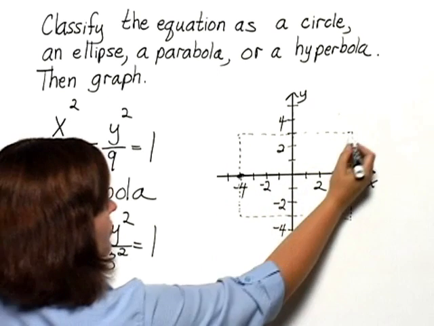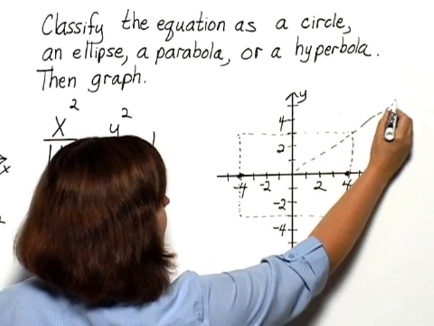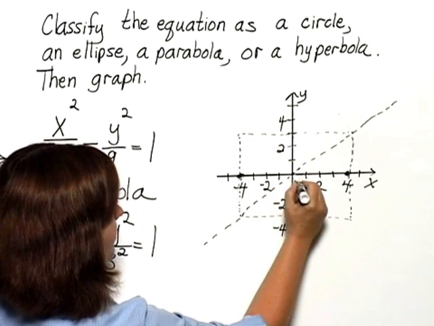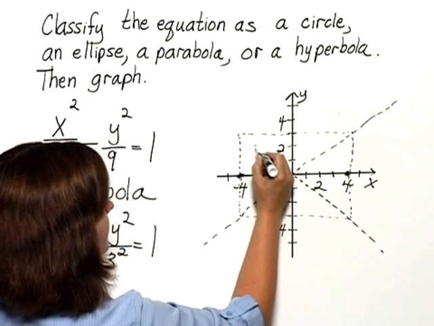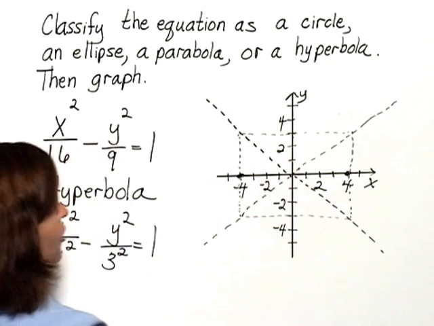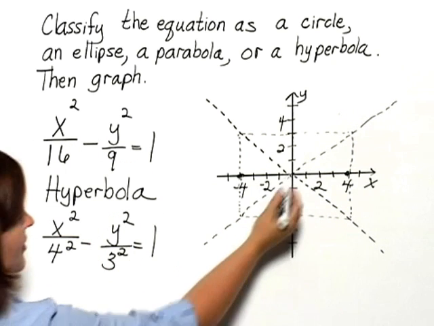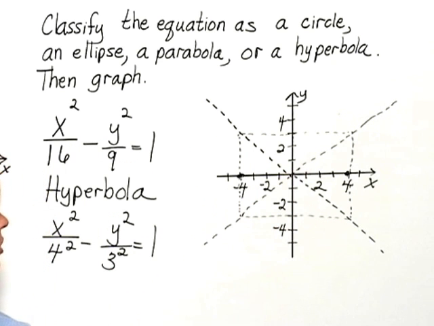And then through the corners of this box, let's draw diagonal lines. And again, I'm drawing all these dashed because these are not part of the graph of the hyperbola, but they help us to draw some nice curves for the hyperbola. They'll help us to draw the hyperbola. These dashed lines are actually the asymptotes that the hyperbola will approach.